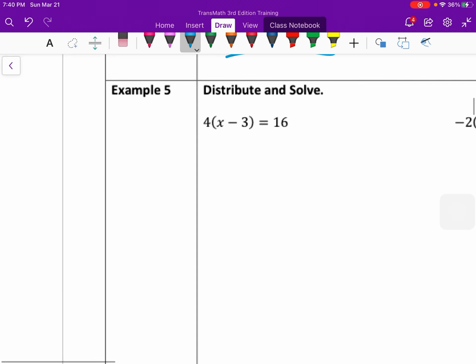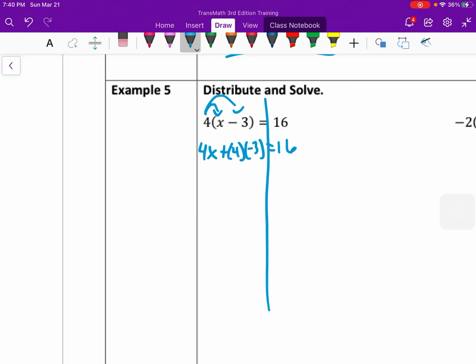Couple more. Distribute and solve. We're distributing the 4 to each part. So that becomes 4x plus 4 times negative 3 equals 16. We still need to simplify the left. 4x plus, it'll be a product with different signs, so it'll be a negative 12 equals 16.